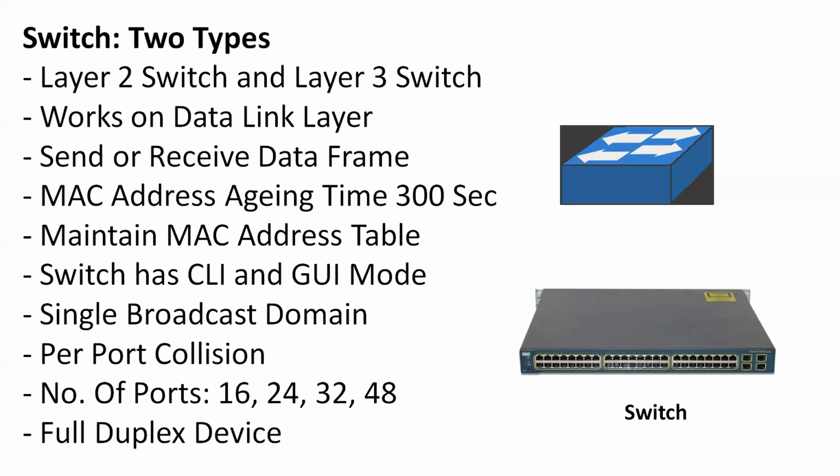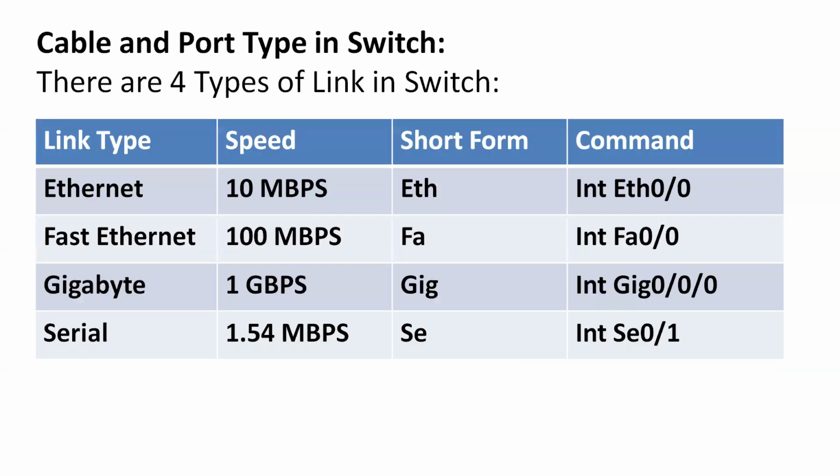Every port on a switch is a separate collision domain. First it broadcasts, then unicast and multicast. It also maintains CAM tables. CAM stands for Content Addressable Memory table. These are the cable and port types in a switch: Ethernet, Fast Ethernet, Gigabit, serial.